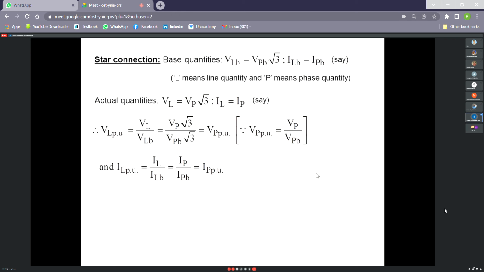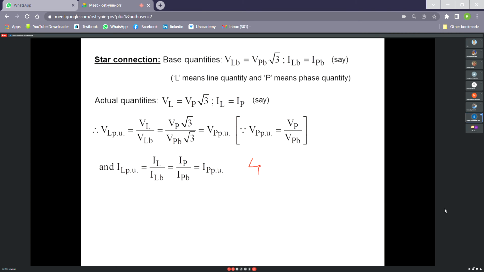Now we are taking only the ratios. If we calculate VL in per unit, then we divide the line quantity by the base value of line quantity, right? Line quantity is equal to phase quantity into root 3, but the base value is also phase quantity into root 3. So these root 3 will cancel out. So line quantity in per unit and phase quantity in per unit will be the same. Similarly for current. That does not mean that 415 volt line to line will be equal to 230 volt phase value. Just see that example.